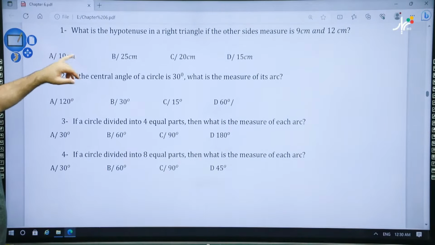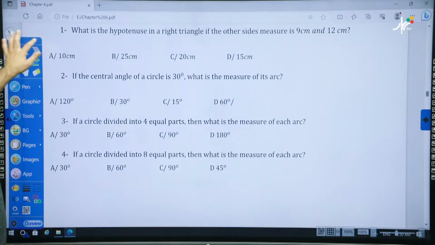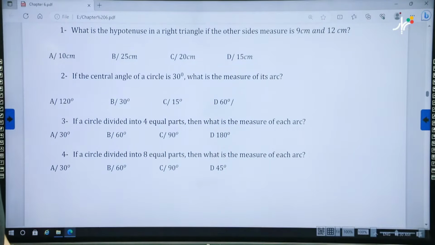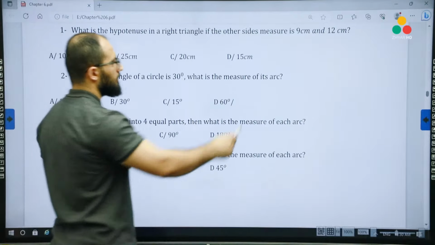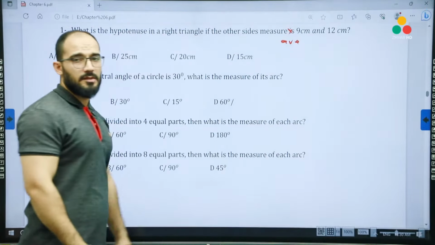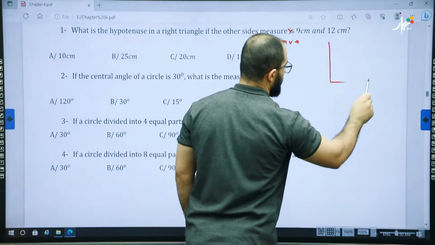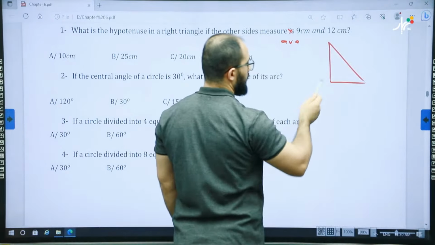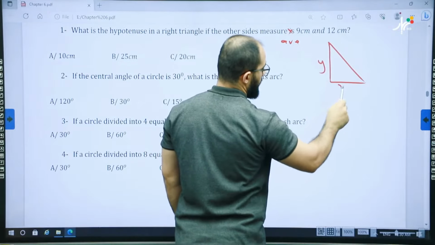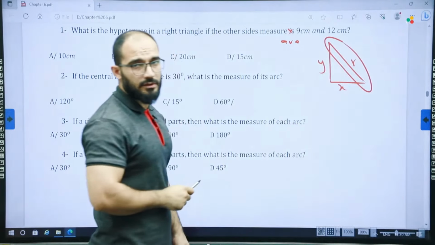Finally, we have a few questions. What is the hypotenuse in a right triangle if the other sides' measures are 9 centimeters and 12 centimeters? What's the hypotenuse? The hypotenuse is the longest side of the right triangle. This is the right triangle. This is y, x, r. The longest side of the triangle is called the hypotenuse.